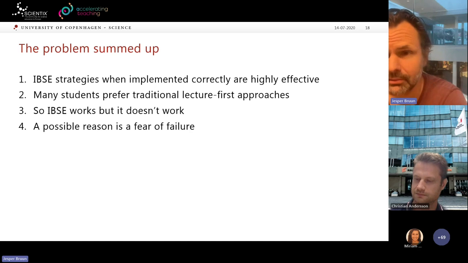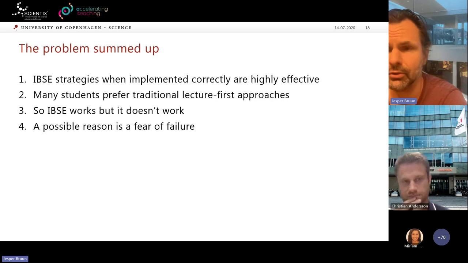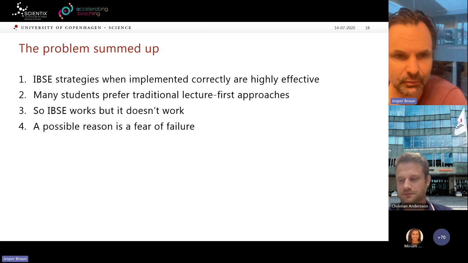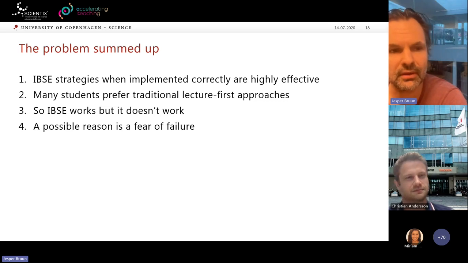So here's my problem summed up. The IBSC strategies, when you use them right, are very effective, but many students prefer traditional lecture-first approaches. So if they don't want it, then it's going to be difficult, right? So IBSC works, but it doesn't work in the sense that we have these problems for students sometimes. A possible reason is a fear of failure. And so we wanted to investigate whether we could do something about this.